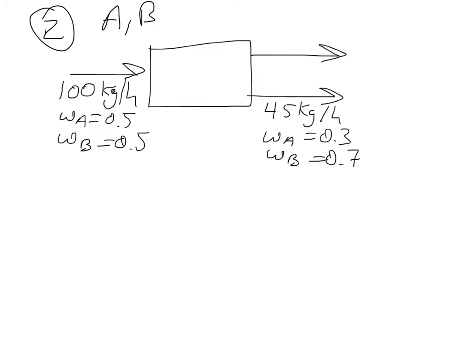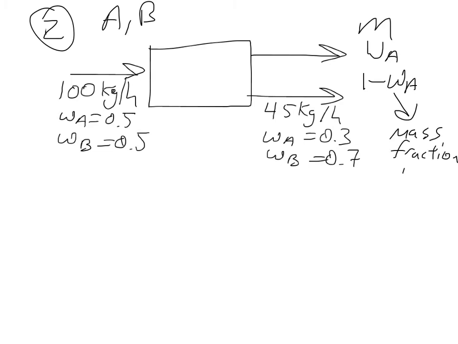In this case, we could simply call this M for the flow rate, and we'll call this WA, the mass fraction of species A, and then 1 minus WA, which is the mass fraction of B. So in this case, we only have two unknowns: the mass flow rate M, WA, and then 1 minus WA.